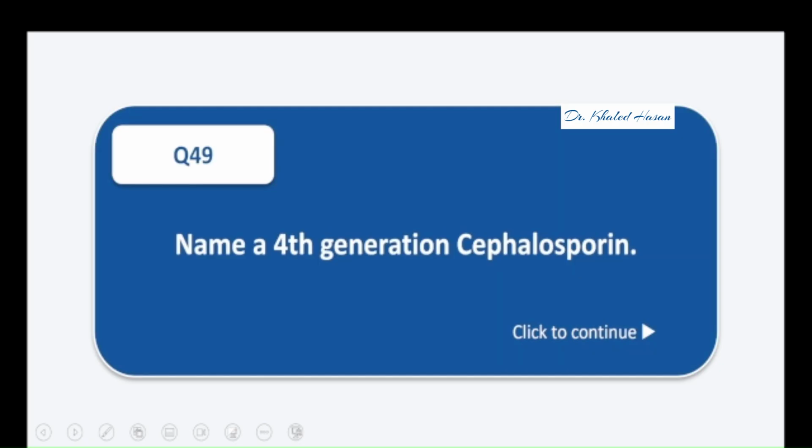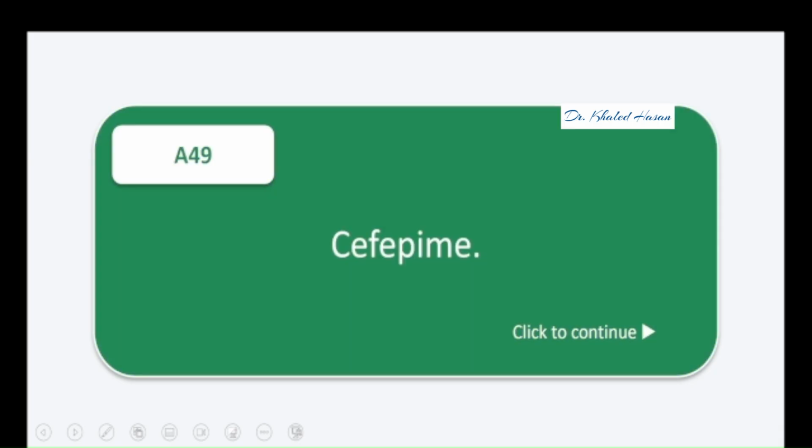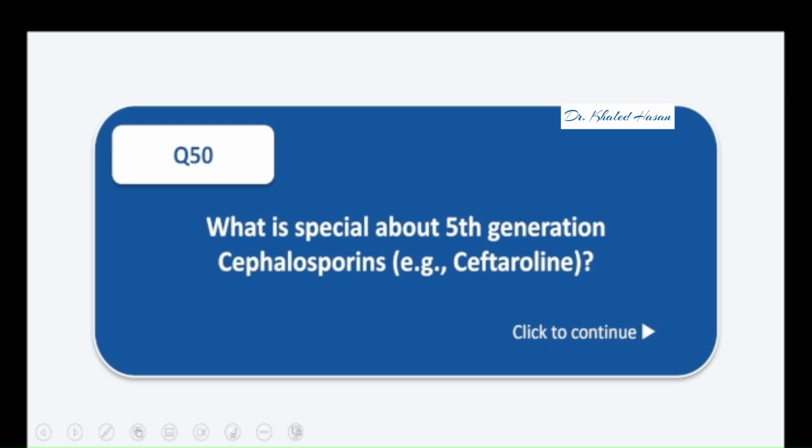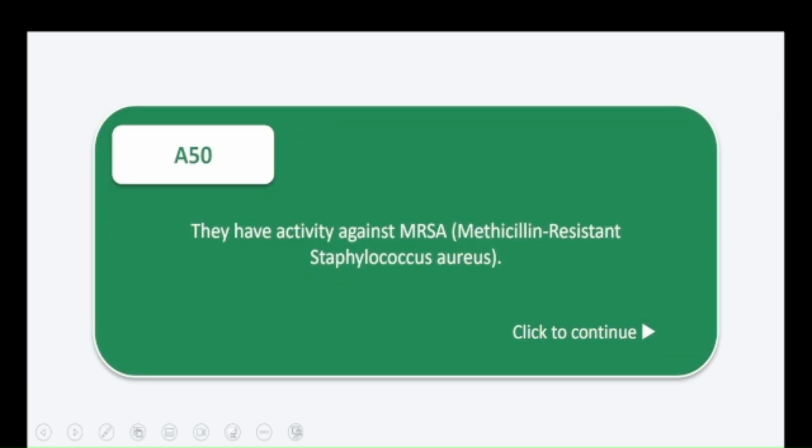Name a fourth generation cephalosporin. We have cefepime. Anything special about fifth generation cephalosporin, ceftaroline? They have activity against MRSA, methicillin-resistant Staphylococcus aureus.